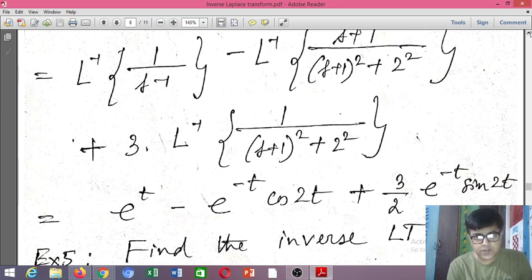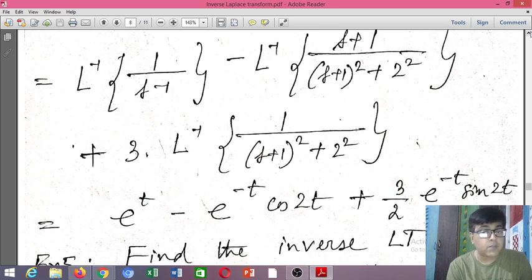Next term will be L inverse of s plus 1 by s plus 1 whole square plus 2 square. It is the cosine function, but shifted by 1 unit. So therefore e to the power minus t will be multiplied. So that's why we have e to the power minus t into cos 2t. And similarly here also, this is 1 by s square plus a square form. So don't forget it is 1 by a sin at, right? So a being 2 here, it's half of sin 2t, but again a shift of origin has taken place here, s plus 1 whole square. So that has to be taken care of, which means you have to multiply sin 2t by e to the power minus t, and thereby you get the final answer.